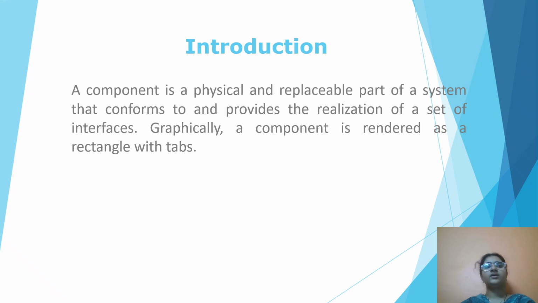Introduction. In software architecture, a component is defined as a physical and replaceable part of a system that provides the realization of one or more interfaces. Graphically, in UML, a component is represented as a rectangle with small tabs on its side. For example, in a banking system, different components might handle authentication, transaction, and report generation. Each of these components can be developed and maintained independently.